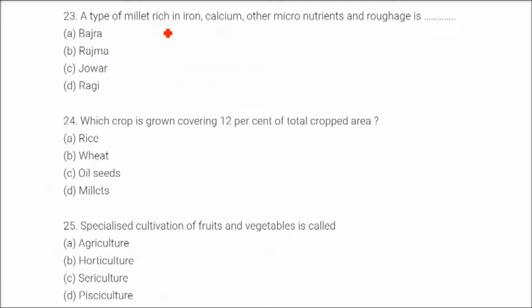A type of millet rich in iron, calcium and other micronutrients and roughage is ragi. Which crop is grown covering 12% of total cropped area? And the answer is oilseeds, tilhan. Specialized cultivation of fruits and vegetables is called horticulture.